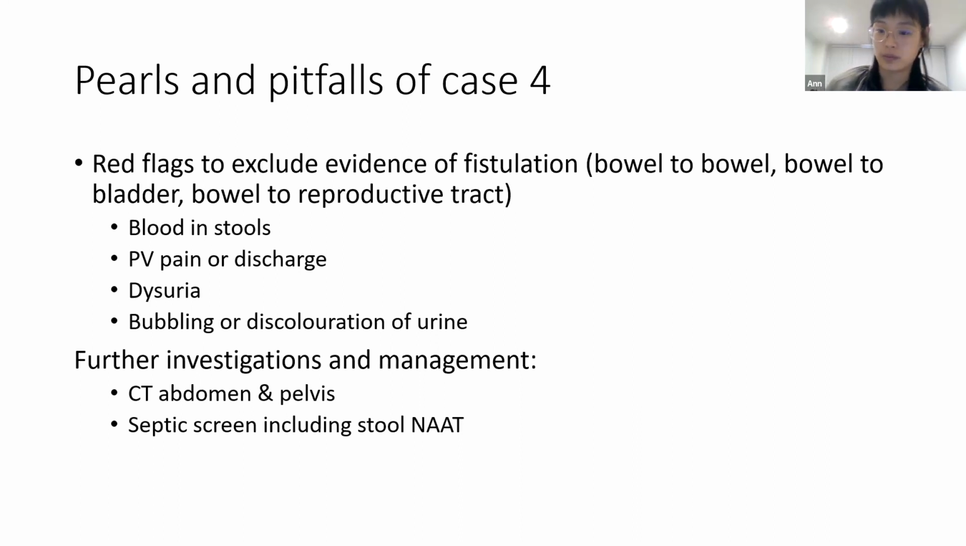This is surprisingly common with diverticulitis, that they get basically one diverticulum that kind of enlarges over time. They might get brief episodes of pain, and then it erodes into the adjacent organs, and you get this kind of presentation of pain and stool, bladder, or reproductive organ change. So in terms of further investigation, you just want to do a CT to check what's exactly going on inside the abdomen, and also a septic screen, which would in this case include a stool GNAT.